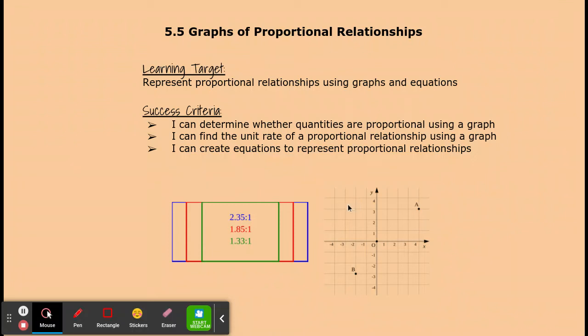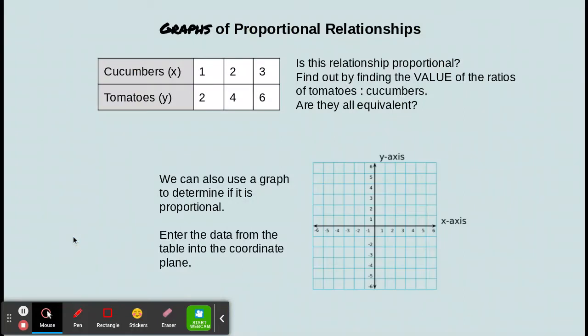5.5, graphs of proportional relationships. This section has a lot of information in it, so definitely watch it, listen to it again, write your notes and do the practice problems, but we will also be going over this in detail in class.